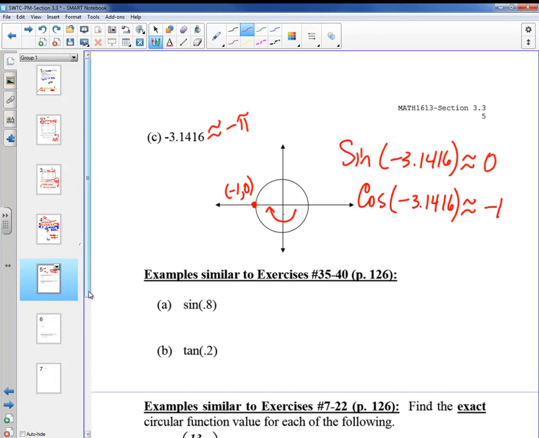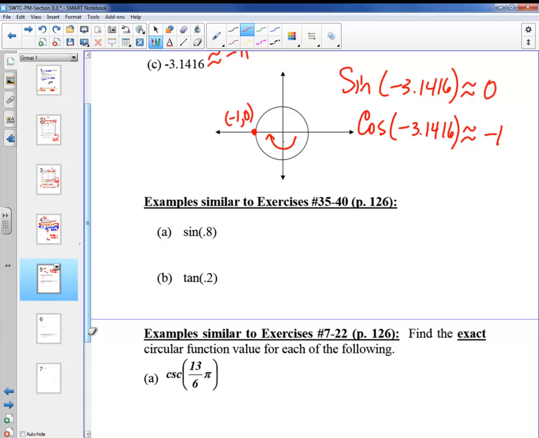Now, in your book, they have some exercises where they actually do this with the unit circle, but I think it's kind of a waste of time to do that when you can do it on the calculator. So that would be as simple as taking in your calculator sine of 0.8. Just make sure that you check your mode. Your mode must be in radians. In all of chapter 3, your mode must be in radians.